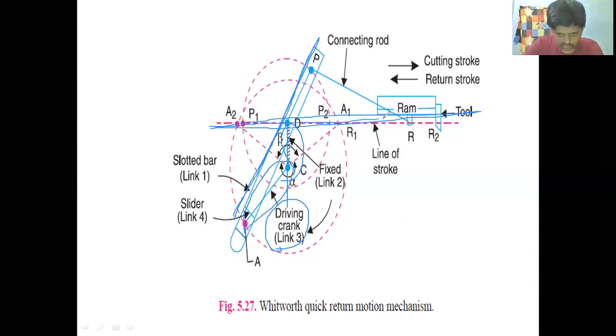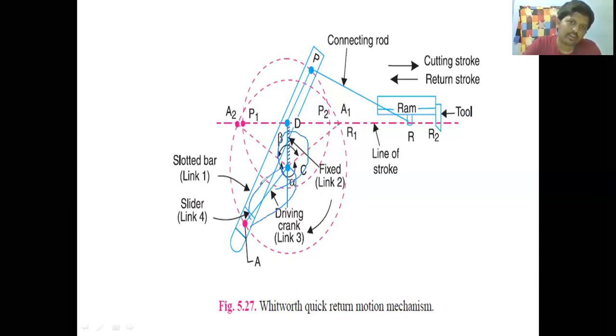I think we are clear. I'll explain you again. We have a fixed link BC, and we have a crank CA. At A, we have a slider. This slider will move along with the CAP. At point P, we have a connecting node which is fixed to the RAM, and now the RAM starts moving in this direction. I think we are clear.